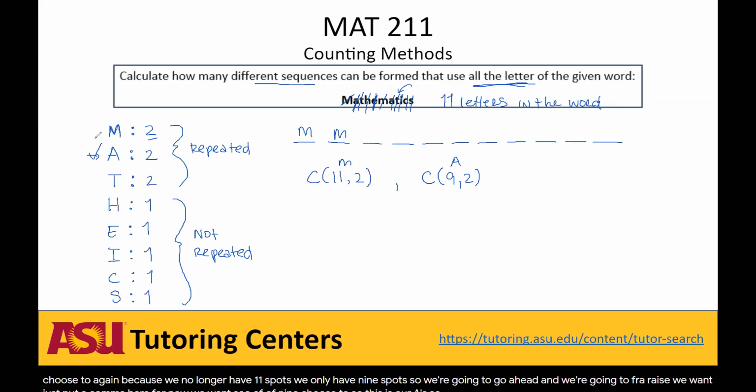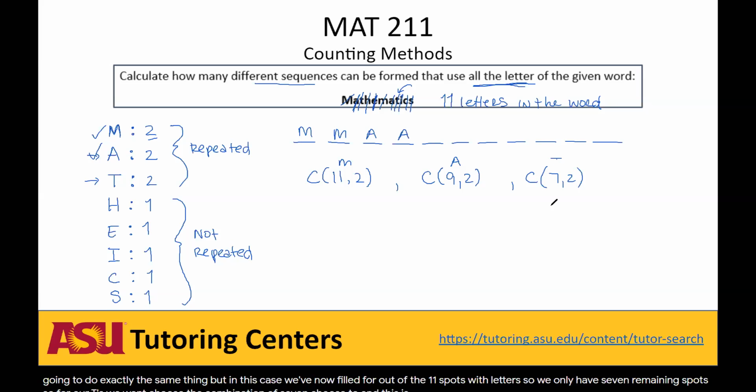So we've taken care of our M's and our A's, and let's go ahead and put our A's in here so we don't forget that we've already filled those spots. Lastly, out of our repeated values, we have our T here, and we're going to do exactly the same thing. But in this case, we've now filled 4 out of the 11 spots with letters, so we only have 7 remaining spots. So for our T's, we want the combination of 7 choose 2.